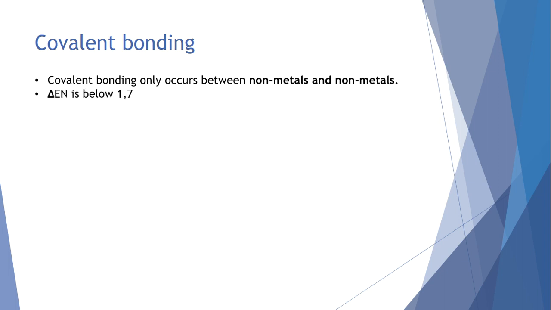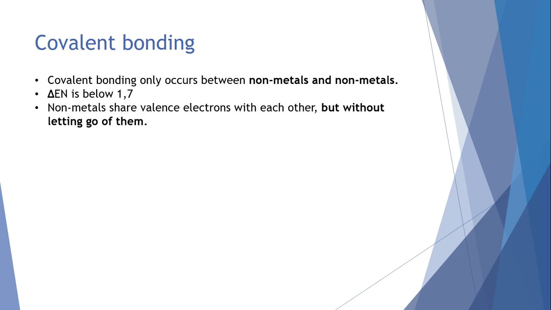The difference in electronegativity is below 1.7. Since it's similar compounds, the difference in their electronegativity isn't going to be too large when we're dealing with this type of compounds. Nonmetals share valence electrons with each other without letting go of them. And this is because both nonmetals that form a covalent bond are going to pull on the electrons really hard, not really letting go of any electrons, because they have high electronegativity values, if you recall.